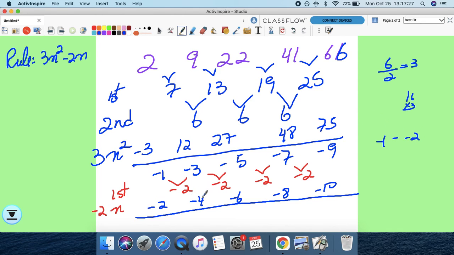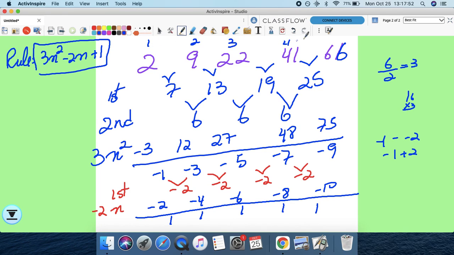And negative 3 minus negative 4. So negative 1 minus negative 2 actually becomes negative 1 plus 2, which is 1. And this is also 1. Negative 5 minus negative 6 is 1. Negative 7 minus negative 8 is 1. And negative 9 minus negative 10 is 1. And there's our last item. So again, that's our rule. My first term, my second term, my third, my fourth, and my fifth.